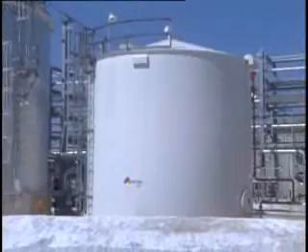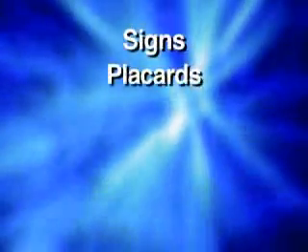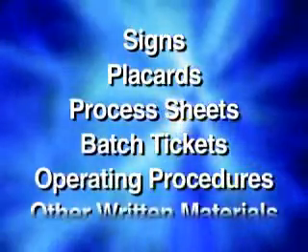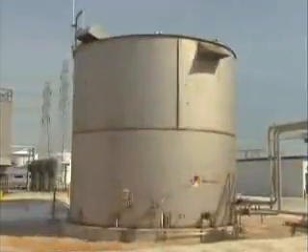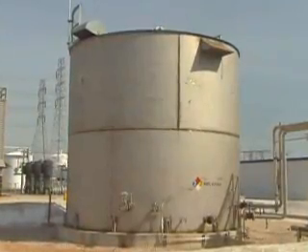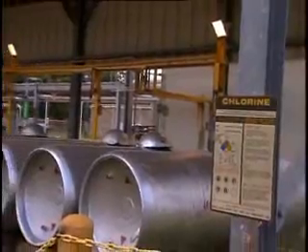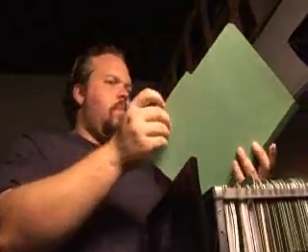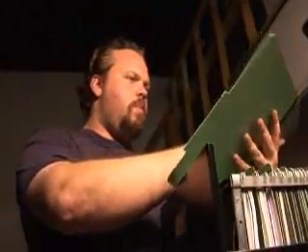For stationary process containers, such as storage tanks, employers may use signs, placards, process sheets, batch tickets, operating procedures, or other written materials in lieu of affixing labels. This alternative method must identify the containers to which it is applicable and convey the information required on secondary containers. The written materials must be readily accessible to employees in their work area throughout each work shift.